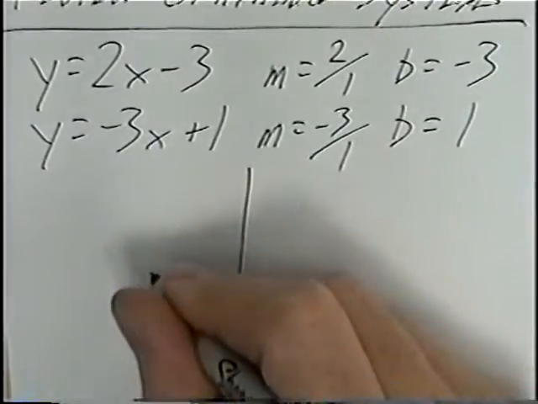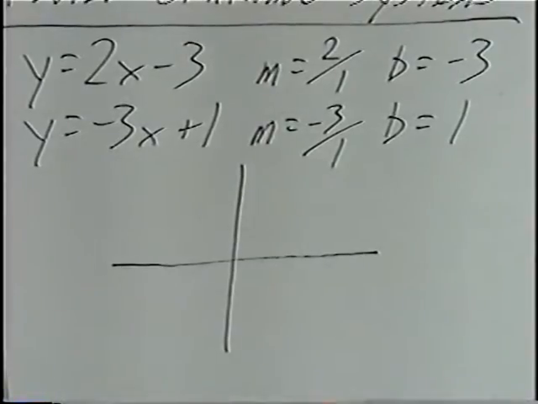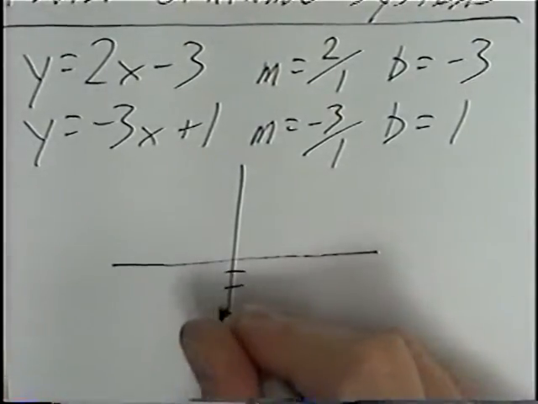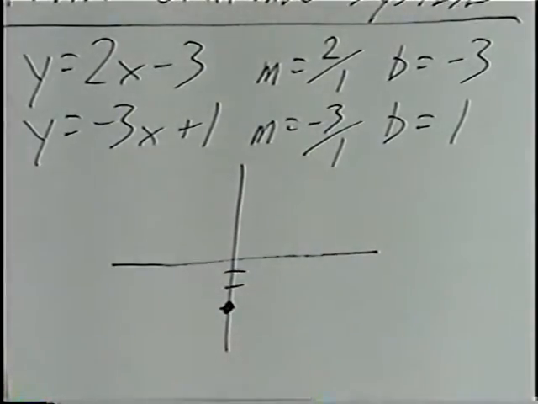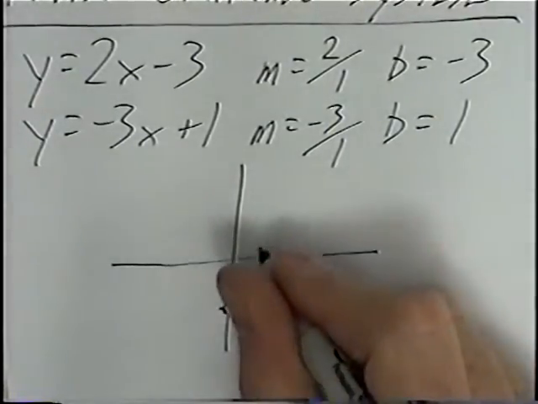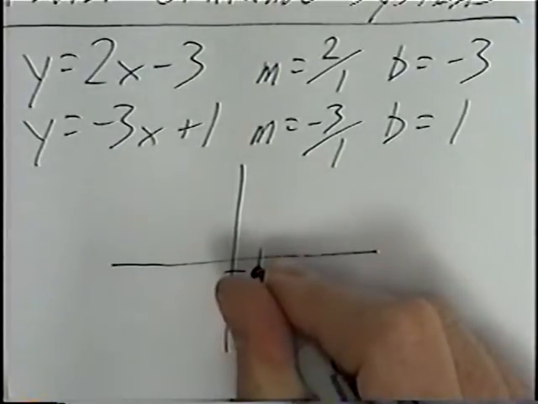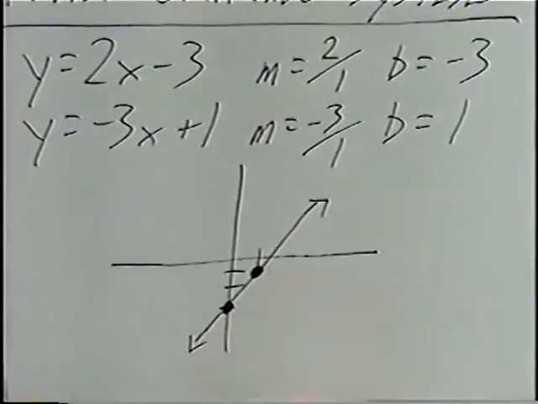Graphing both these equations or both lines on the same xy axis. The first equation, b equals negative 3, where the y-intercept is negative 3. So we'll start at negative 3 on the y-axis. The slope is 2 over 1. So from the y-intercept, we'll go up 2 spots and to the right 1 spot. Connecting both those points will be the line for the first equation.